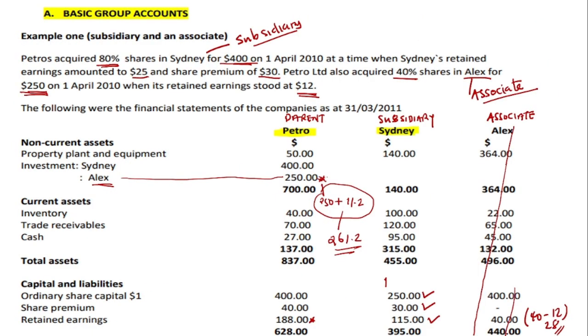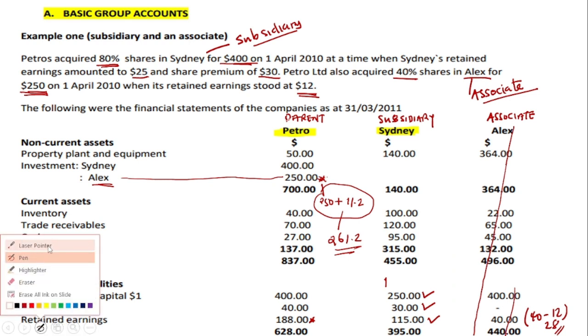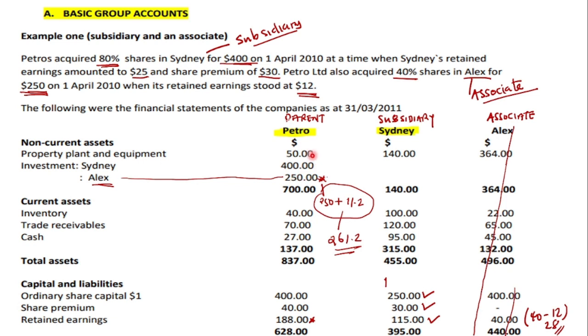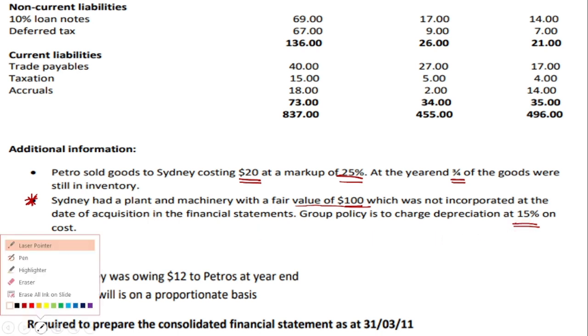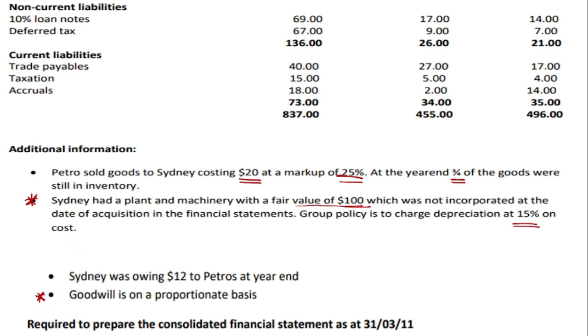Okay. So ideally what we are doing is the PPE for the parent is 50 plus the subsidiary 140. Then plus the fair value adjustment, that 100, which we had in the notes, 100 less the depreciation of 15, so that's how we come to that figure. But leave out the one which is relating to the associate.